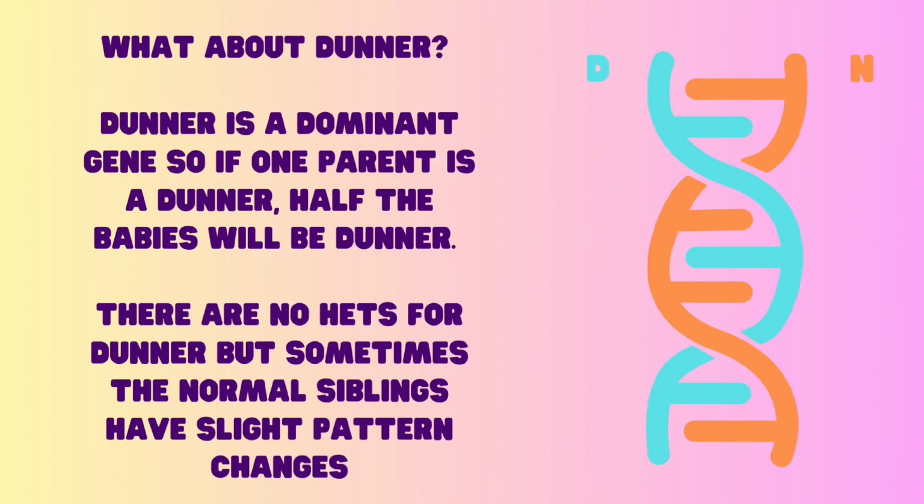Now, what about Dunner? Dunner is a dominant gene. So if one parent is a Dunner, half of the babies will be Dunner. There is no such thing as het for Dunner, but sometimes the normal siblings can have slight pattern changes. It's just that they either are Dunner or aren't.